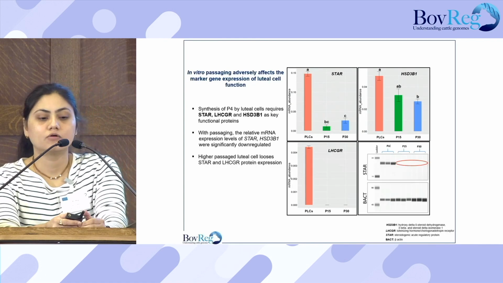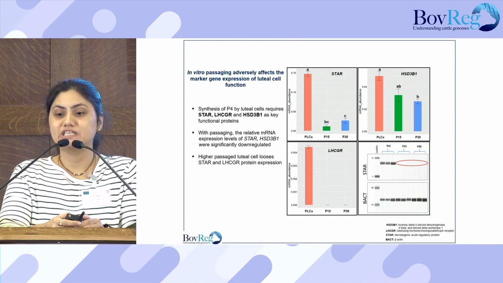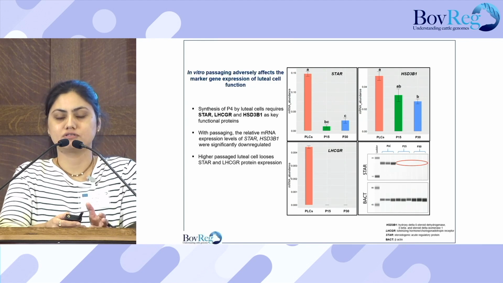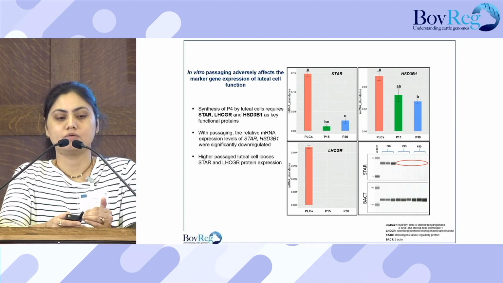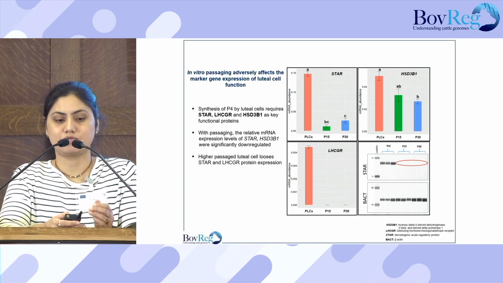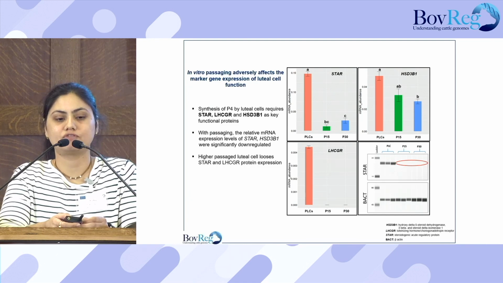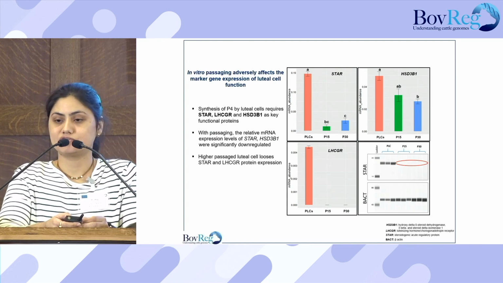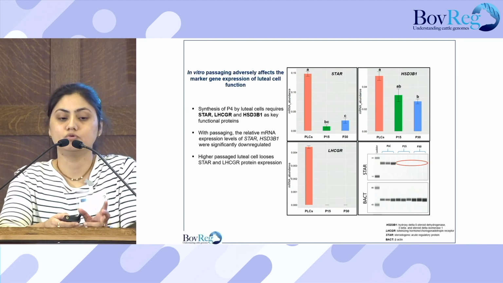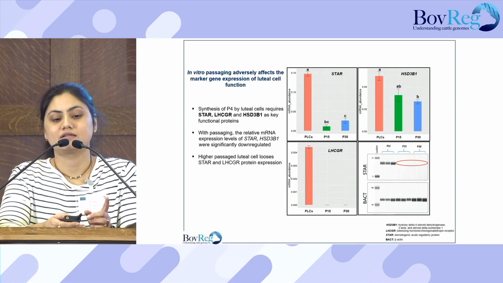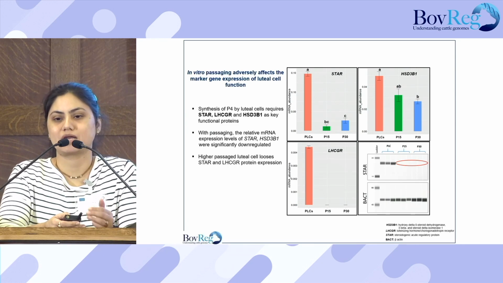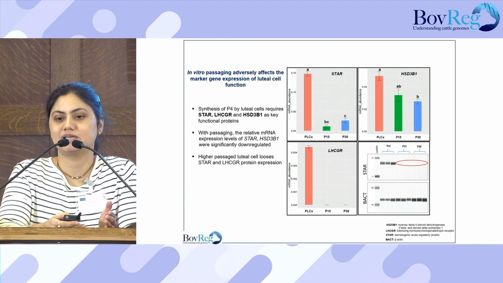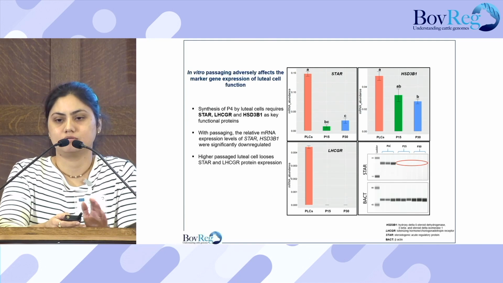So next, we analyzed the expression of the key genes, the main functional genes which are important for the process of steroidogenesis in luteal cells, and we see that the expression of StAR and HSD3B were significantly reduced with the higher passage, and for LHCGR, the receptor at the luteal cells, at P15 and P30 we didn't find any expression. That means the LHCGR protein level was also almost diminished.